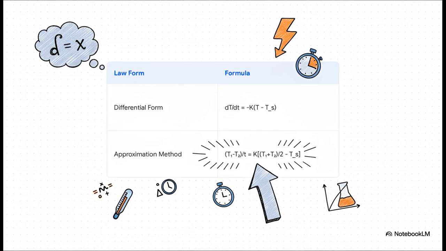Now, you'll see this law written in two main ways. There's the official calculus version, the differential form, which looks a bit scary. But for NEET, the real hero, the one you're going to use 99% of the time, is the approximation method. This formula is fantastic. It connects the average rate of cooling to the average temperature difference. This is your go-to tool for solving these problems.